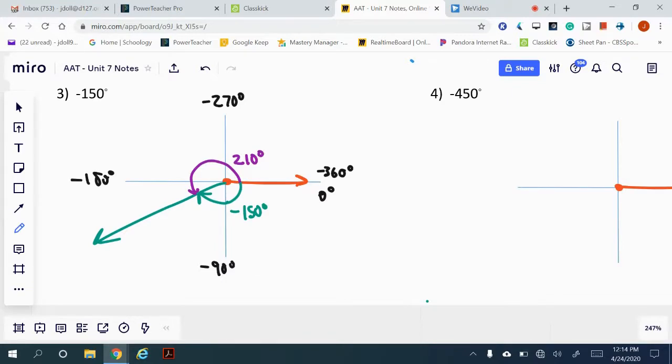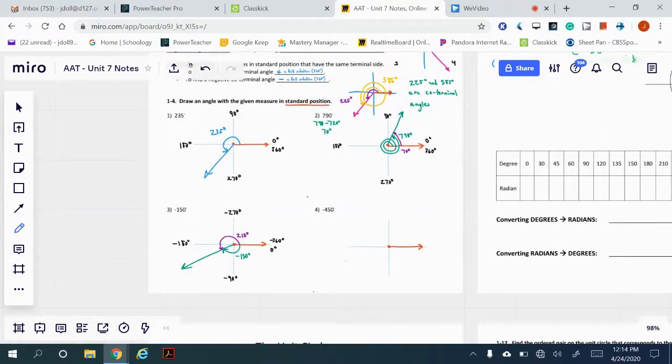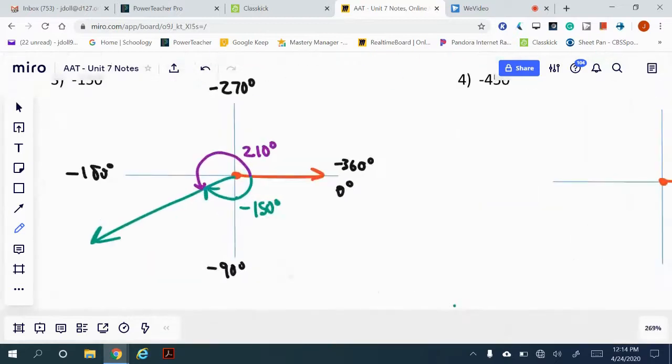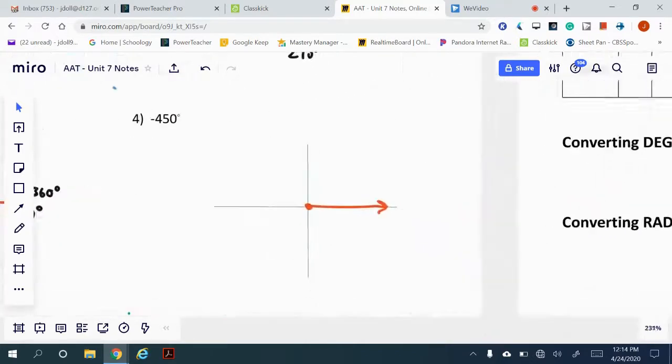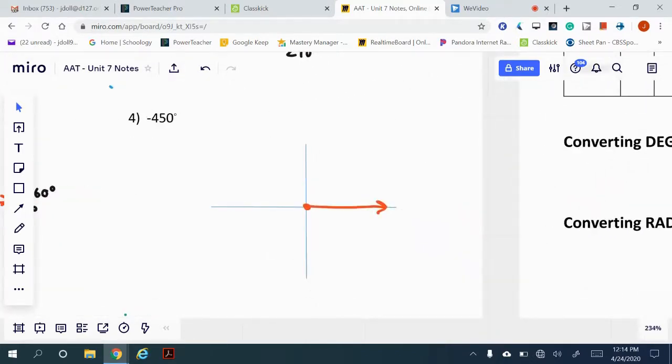So coterminal angles don't just have to have the same sign like we've seen in these examples. You can have coterminal angles where one angle is negative and one angle is positive. Again, don't worry about the 210 in this example. We care about the negative 150, but they're essentially the same value because they're terminating at the same place. If you want to check your work, the last one here combines both the idea of a coterminal angle and a negative angle. So try 4 on your own and check the real-time board to get the answer.